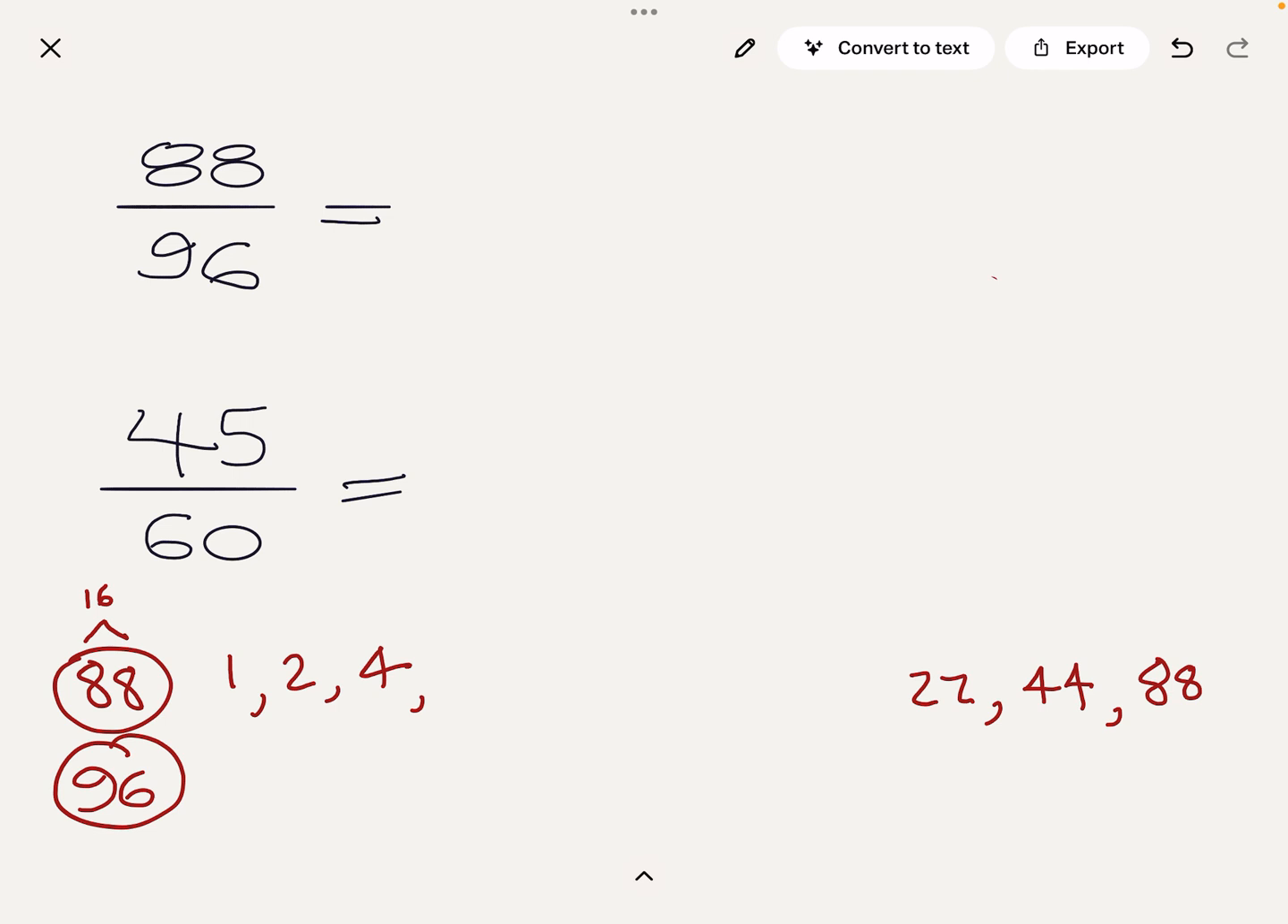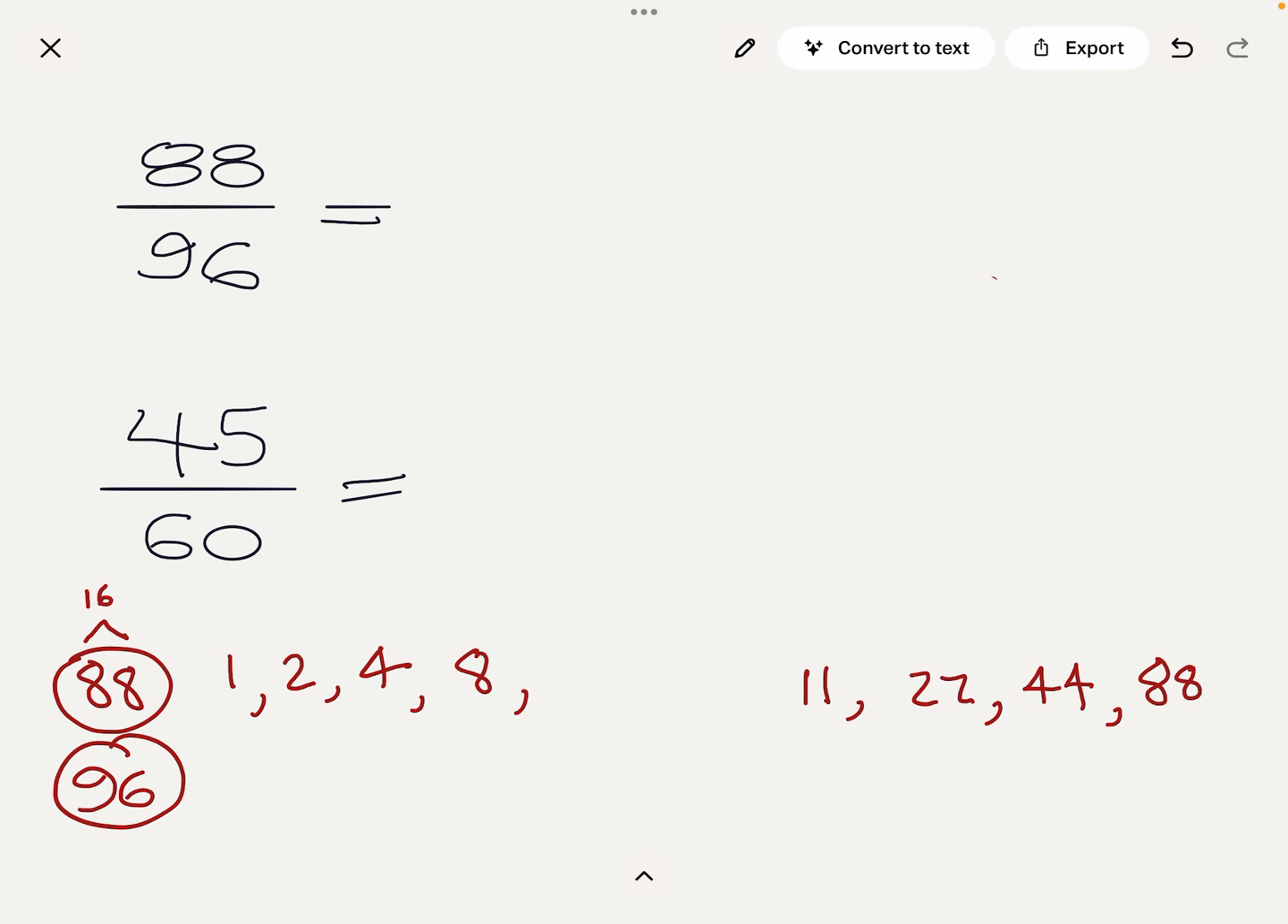6 does not go into it because it has to be evenly divisible by both 2 and 3 to be able to be evenly divisible by 6. I don't think 7 goes into it. It's too close to 7 times 12, which is not 88. 8 goes into it 11 times. We know 9 does not go into it because if 3 doesn't, 9 will not. And we know that 10 doesn't go into it because it doesn't end in a 0. So that is the list of factors for 88 right there.